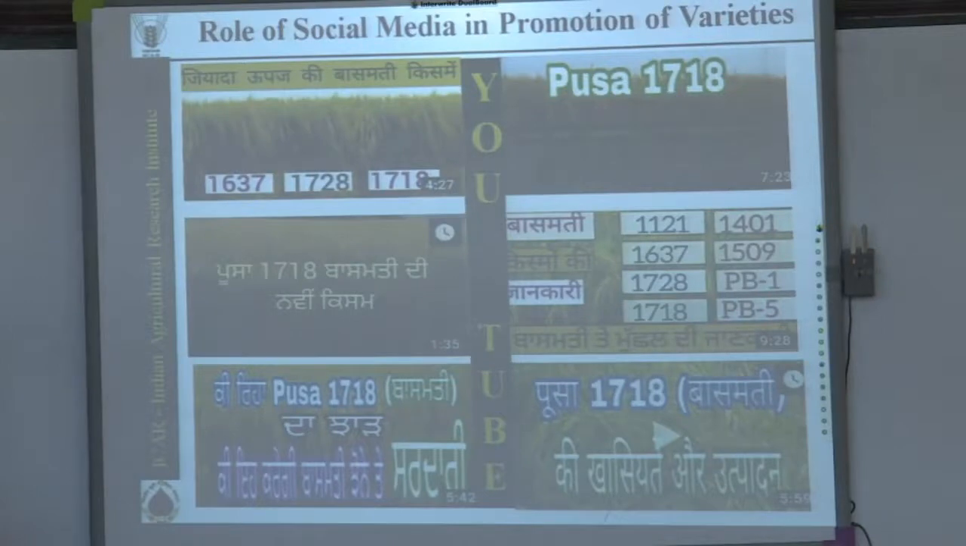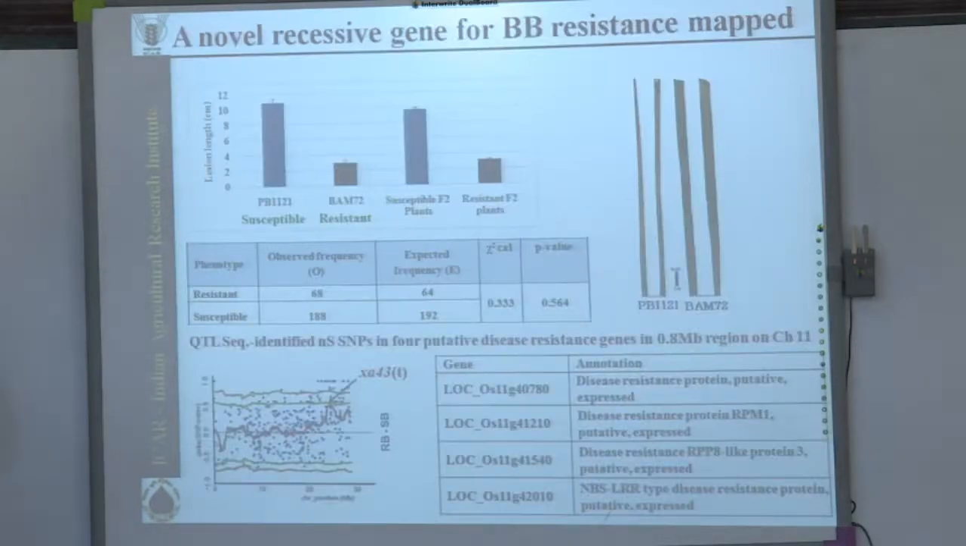You know, social media plays an important role in promoting these varieties. If you go to YouTube and just type Pusa Basmati 1718, you will find hundreds of videos. These clips are about 6 to 7 minutes, produced by different farmers, progressive farmers, and entrepreneurs, and they have placed them on the net. Each one of these has got 50,000, 1 lakh, 2 lakh views. So that's how the technology has a very fast spread, and social media has played a very important role in taking technology to farmers.